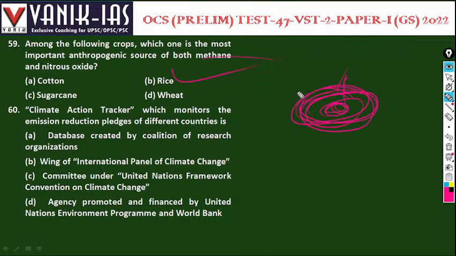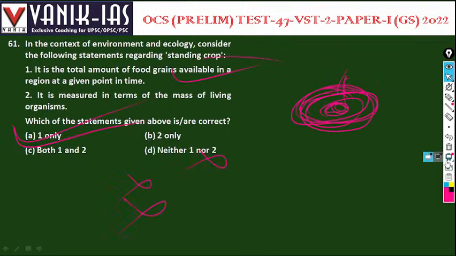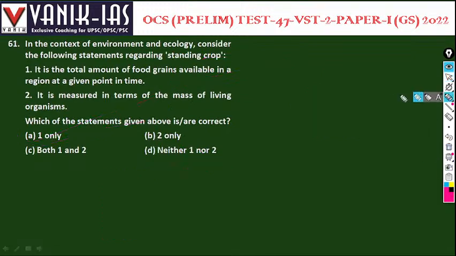Climate Action Tracker, which monitors the emission reduction pledges of the different countries. It's a database created by a coalition research organization. Yes, it is the answer. It's a database. Tracker. It's not a wing. It's not an organization. It's not a committee. It's not an agency. It's a database. Climate Action Tracker will track the government progress, every government progress that are promised in the Paris climate deal or Glasgow climate deal. Okay.